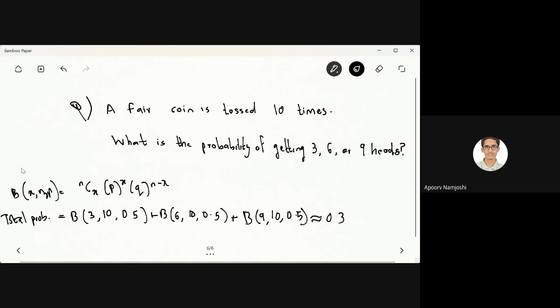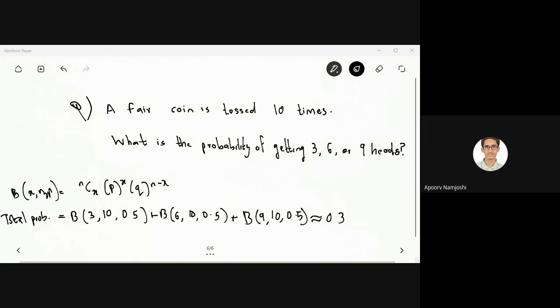Now one more thing. Wait, what is this? Okay, there are some questions. Wait, is it exactly so many heads? What do you mean by that?